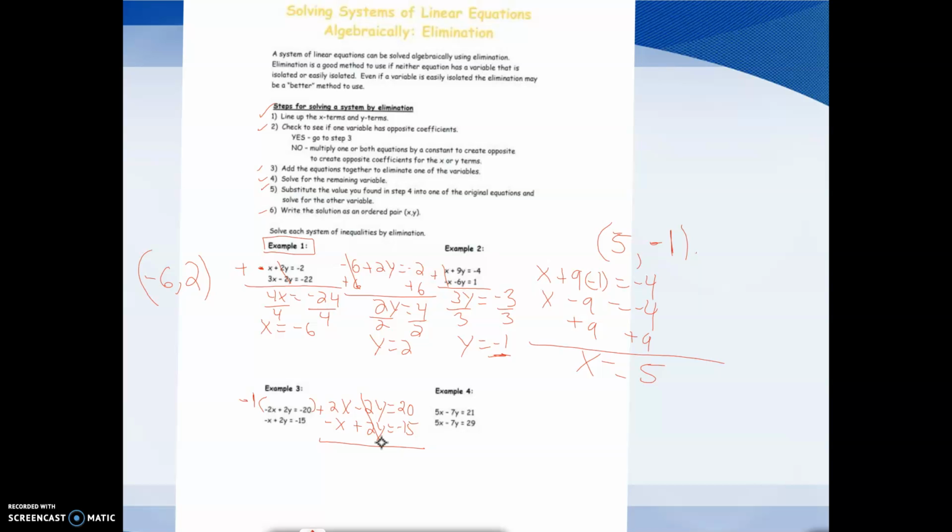So we'll have what? -2x plus x is just going to be -x. Okay. And then 20 plus -5 would just be 15. All right. So again, ordered pair. I have my x value. Now you can plug it into any one you want. Top one, bottom one. I'm going to choose the bottom one this time. This looks a little simpler to solve probably.